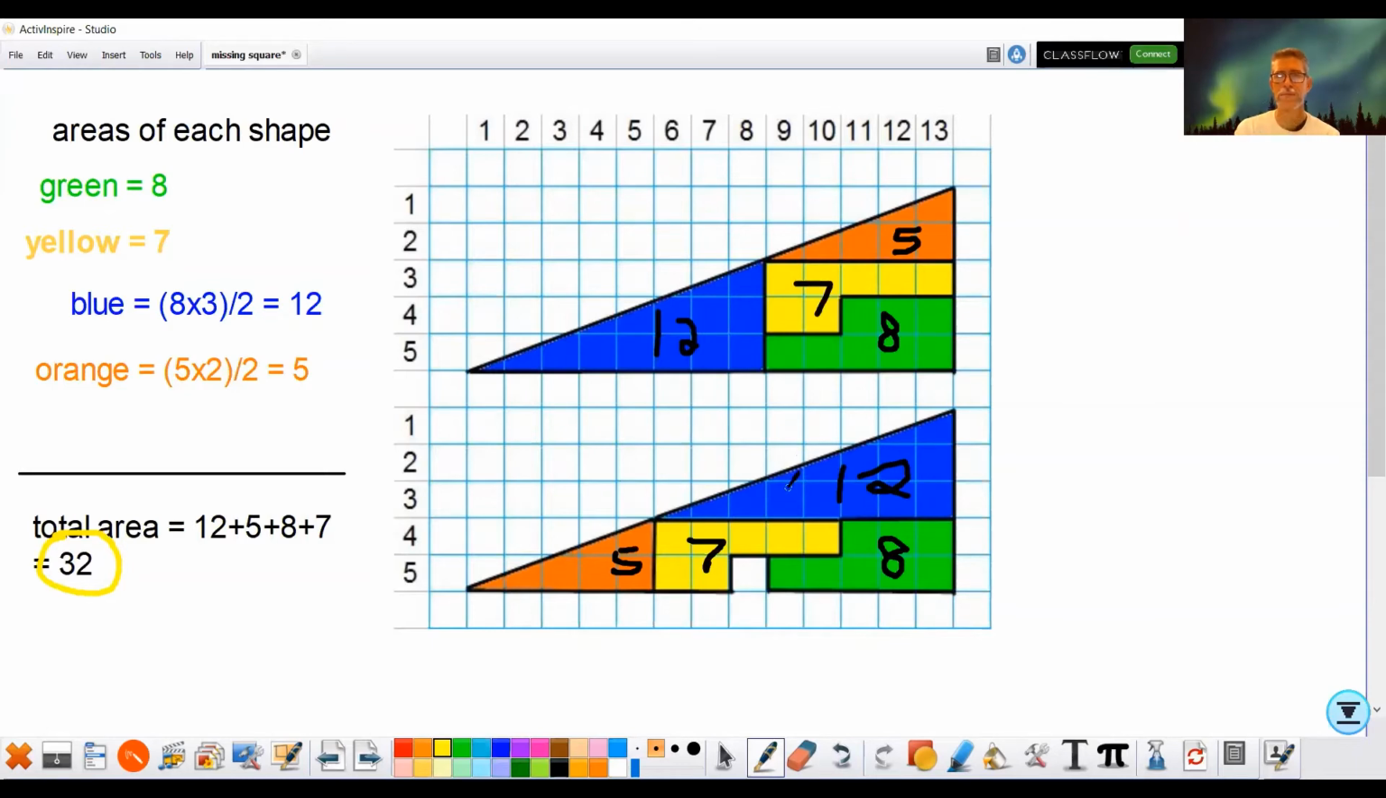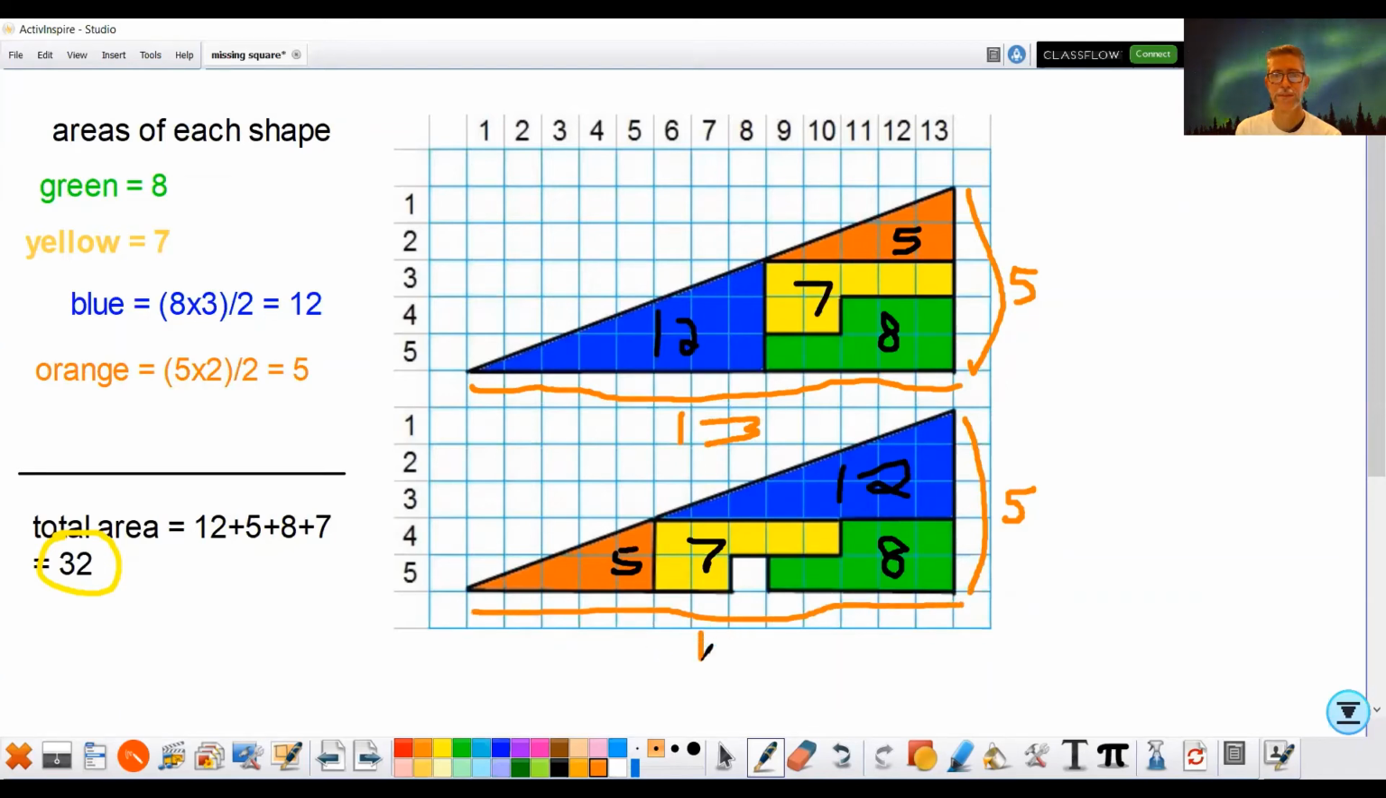32, 32. So what is going on? Why, when I rearrange them, is there a missing hole? So I figure, well, let's look at the heights here. When I looked at this, it has a height of 1, 2, 3, 4, 5. So does this. This has a height of 5. Exactly the same. And the length, well, exactly the same. This whole length is 13. Same here. That doesn't make sense. So what's going on?